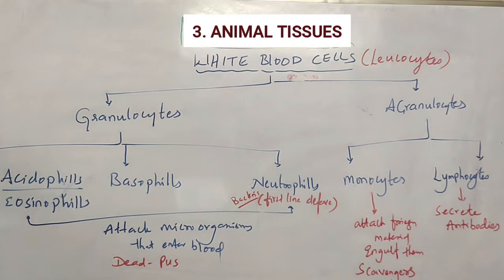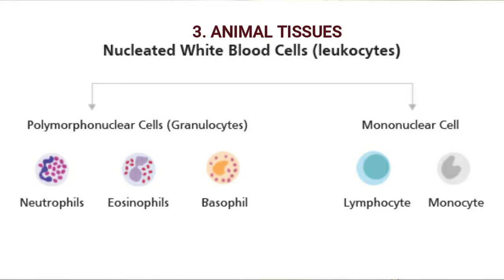Okay, children, the second group of cells are called white blood cells, which are present in the blood, and they are also called leukocytes. WBC, the shortcut is WBC. WBC are also called leukocytes.